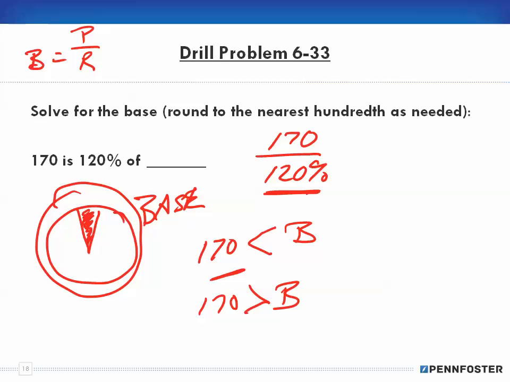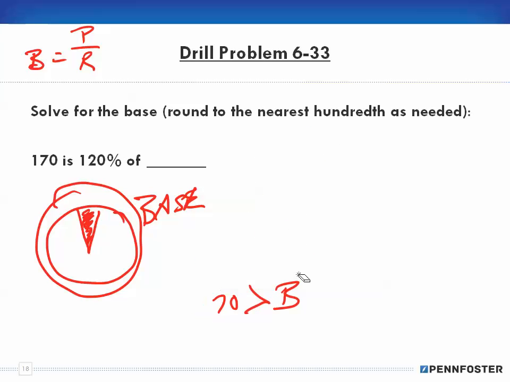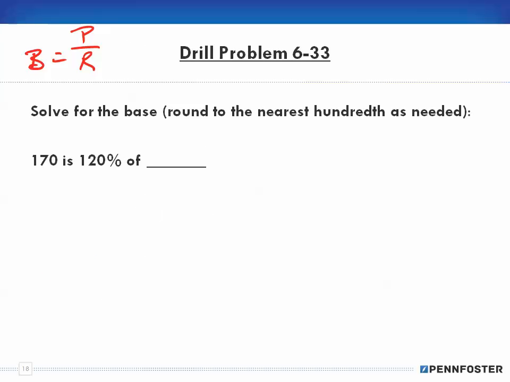As I had said in the past, I have a tendency to use more common sense than anything, and I will be trying to present it in terms of the base, portion and rate from the textbook. But like I said, I just prefer to use a little bit more common sense and figure things out that way. When I'm thinking about it, it's telling me here 170 is 120% of.